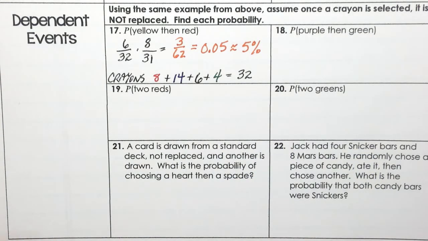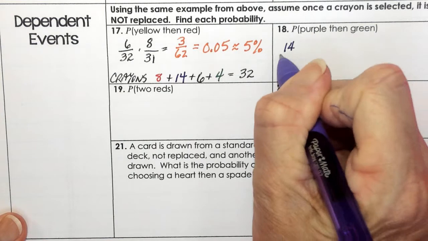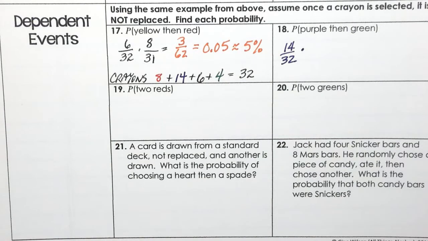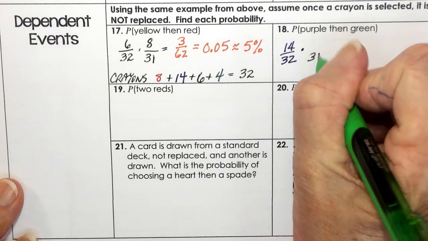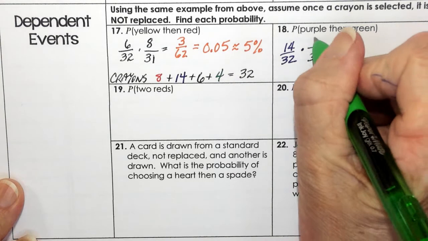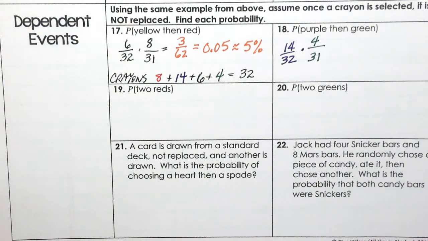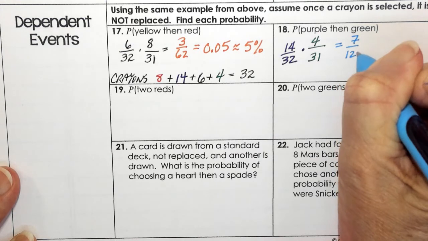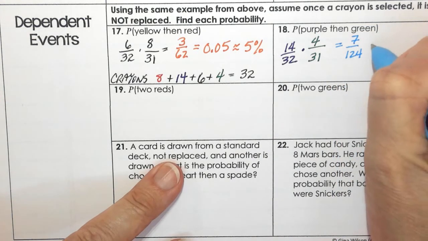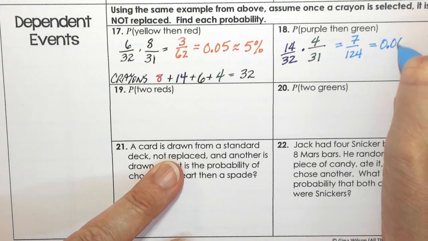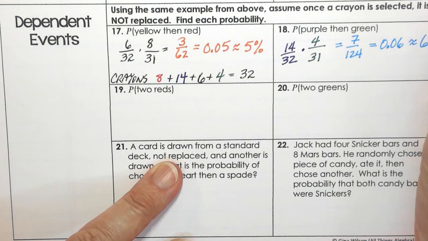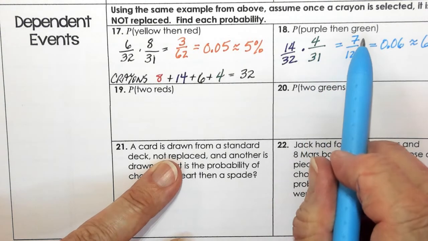Okay, so we remember with purple, there's 14 out of the 32 that are purple. We took one purple out, so now we only have 31 to choose from, and we do know there's still 4 green. So we're going to multiply those two together, and we will get a 7 out of 124 chance that we would be able to do that. That's a 0.06 as a decimal answer, which is about a 6% chance of drawing a purple then a green.